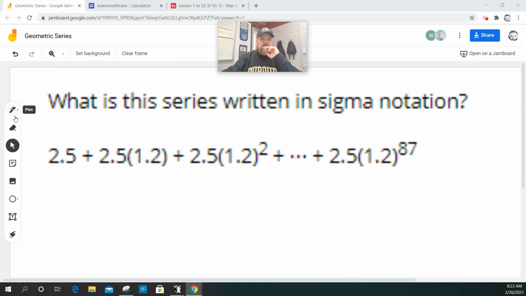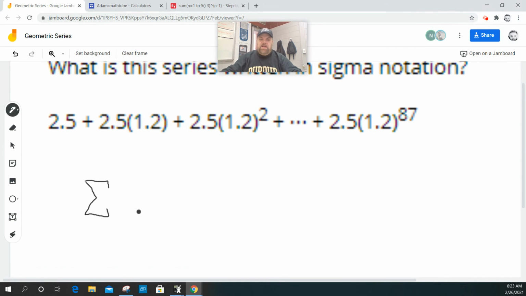So this one says, what is this series written in sigma notation? Well, one of the things that Mr. Adams, I've said it and mentioned it a couple times. This is the sigma notation. The reason it's called sigma is that this right here is the capital Greek letter for sigma, okay?